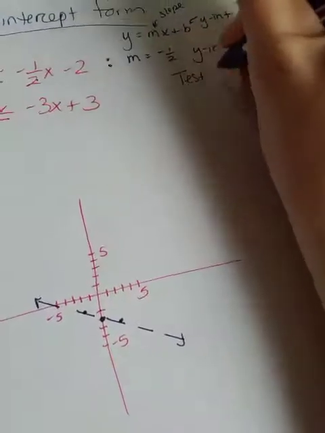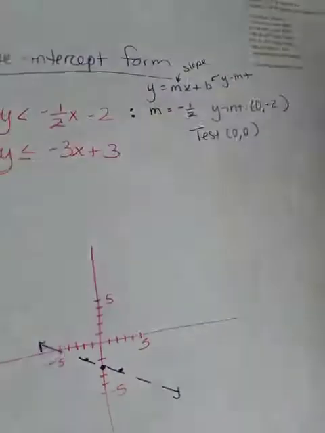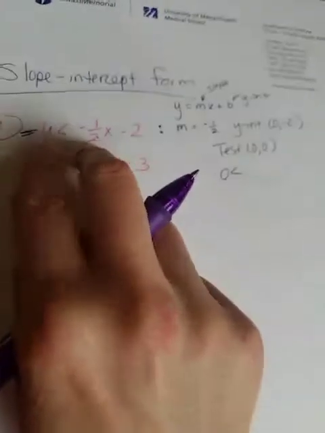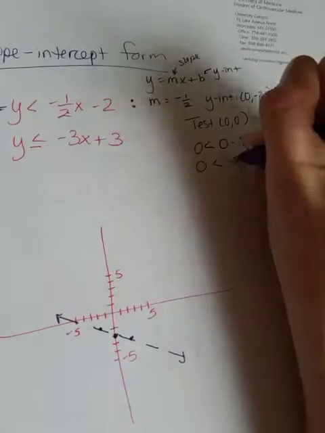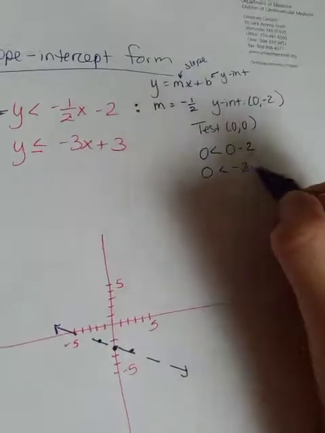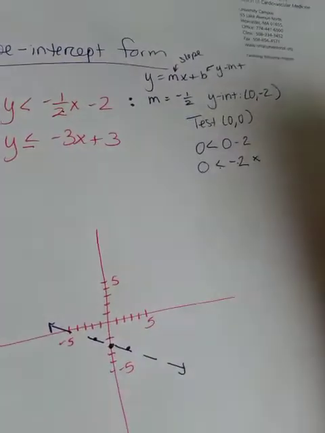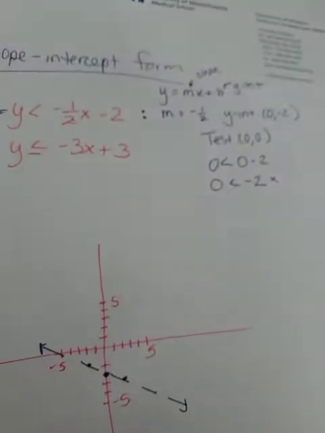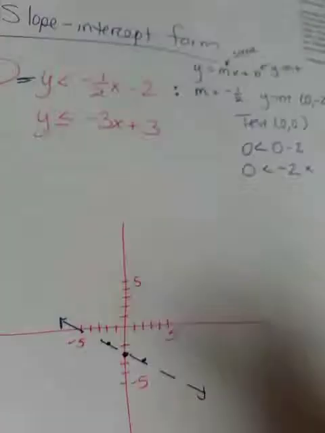Okay. I am now going to test (0, 0), because (0, 0) is not on this line. So I'm putting 0 in for x and y right here. So I'm going to have 0 is less than 0 minus 2. 0 minus 2 is -2. So is 0 less than -2? No, that's false. So because that's false, I shade on the side that does not have (0, 0) on it.